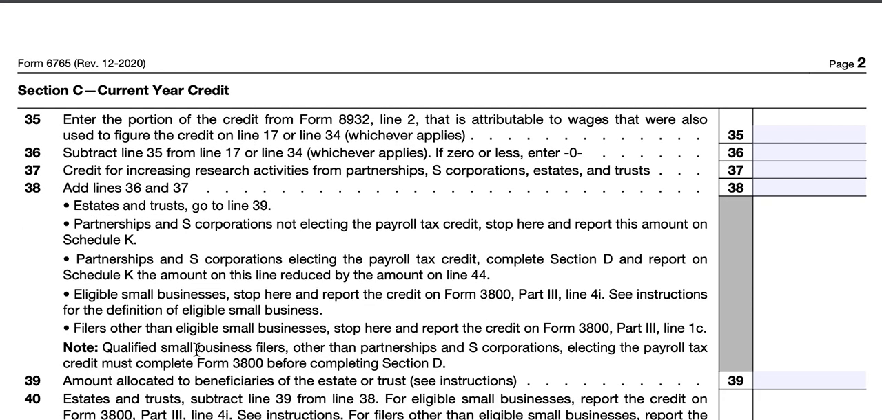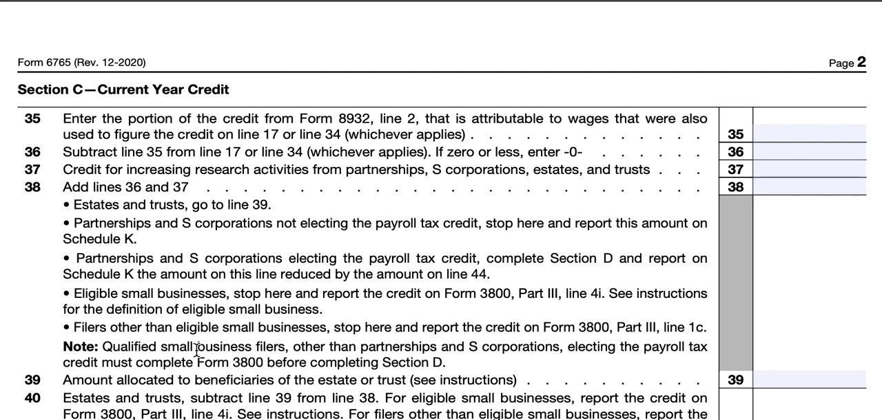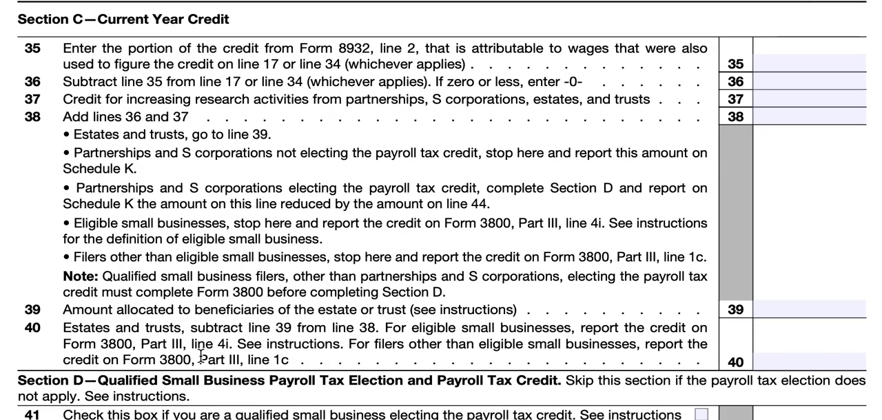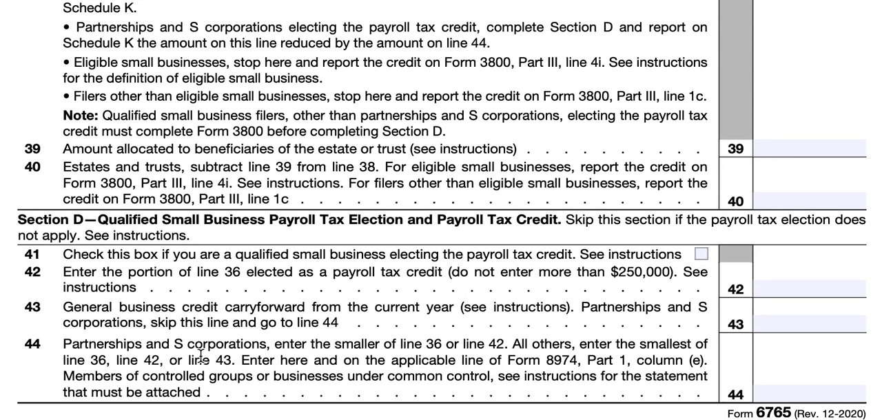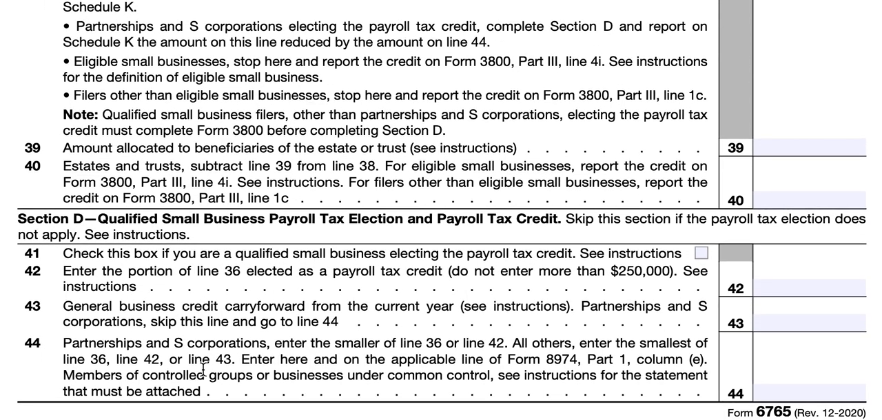Section C, you're going to carry the information from either section A or section B and use that to calculate the current year tax credit. And then in section D, you're going to complete this section only if you're a qualified small business that is electing to use part of the research credit as the payroll tax credit.